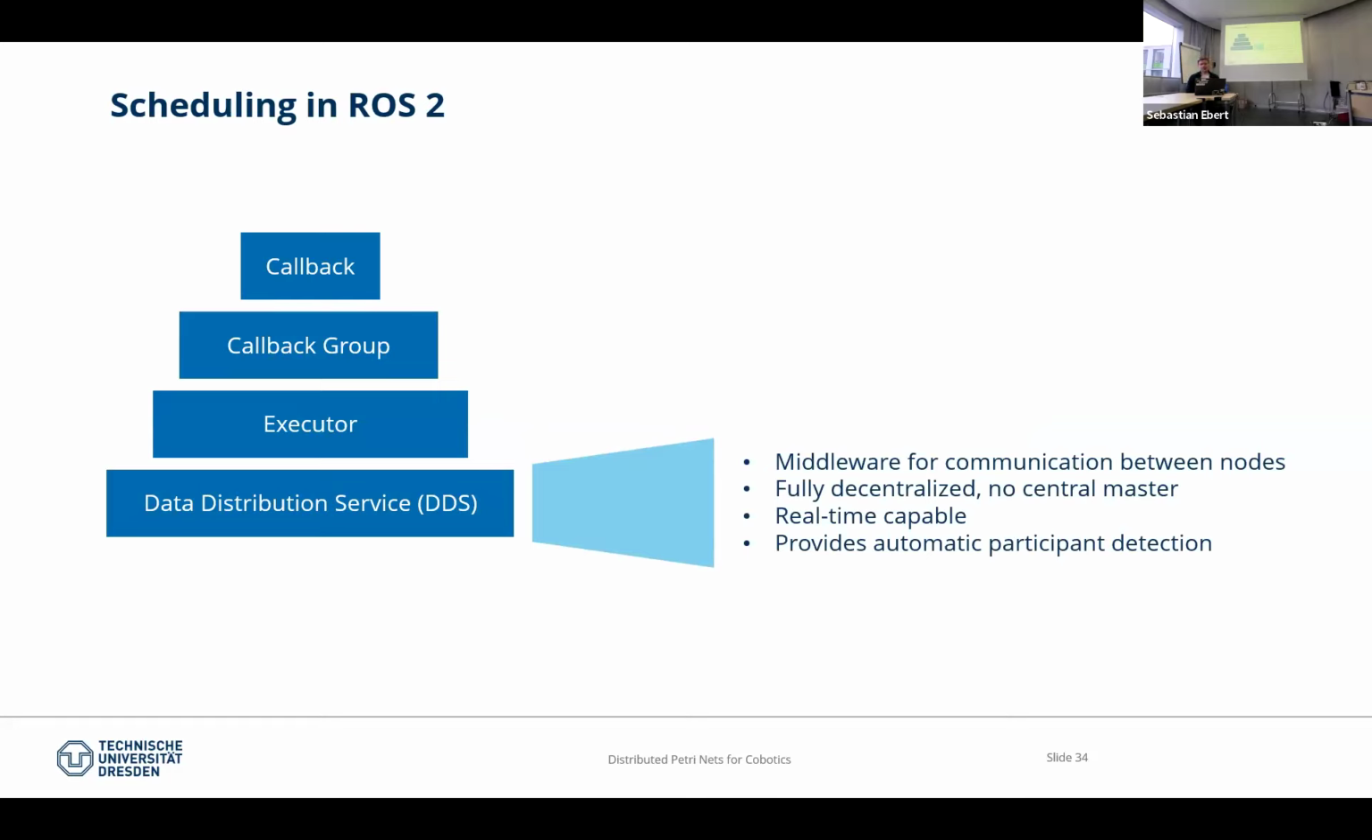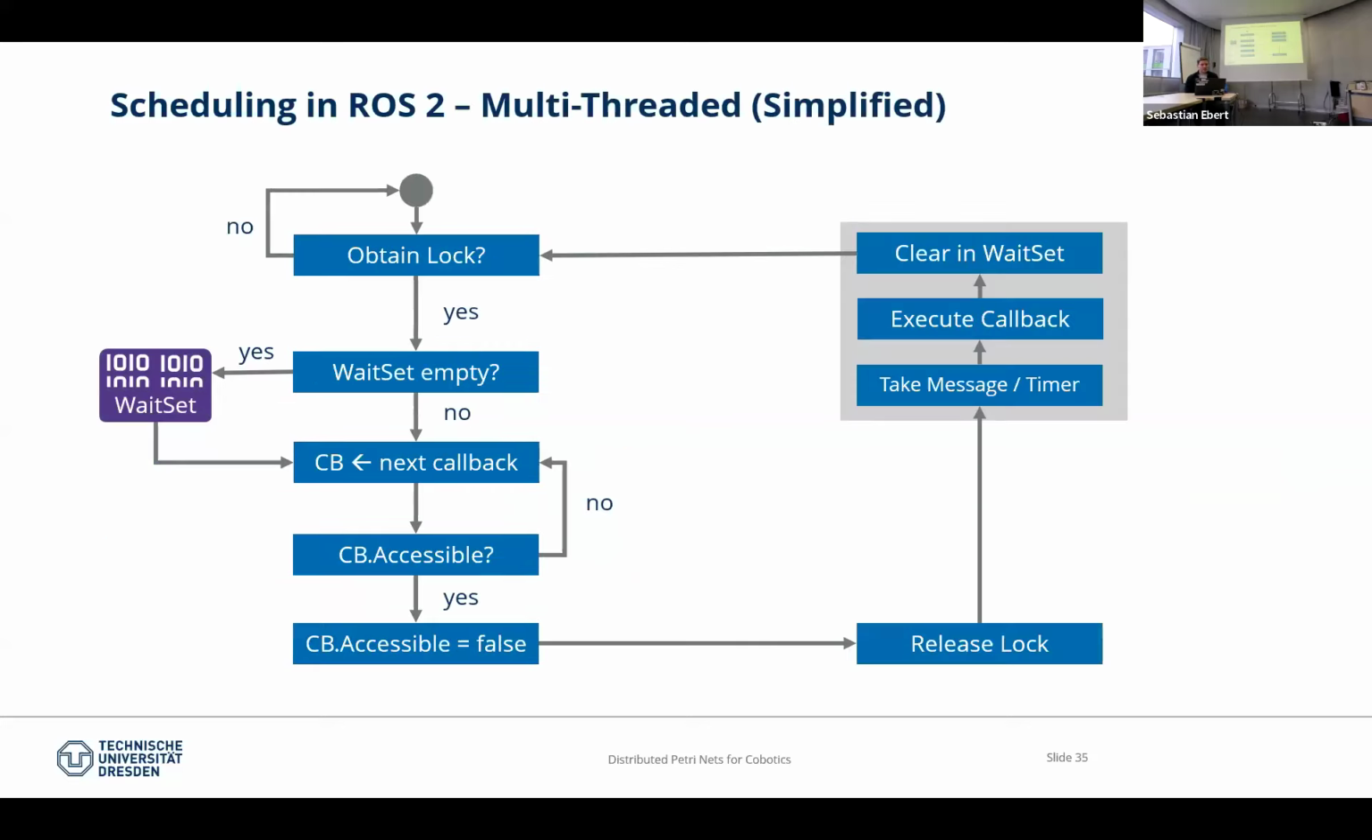So what does such a scheduler actually look like? How does it bring the messages that we may receive from the outside world into our callbacks? In the case of a multi-threaded scheduler, shown here in a simplified way, it is basically an infinitely running loop, parallel, of course, depending on how many threads you have. You start by obtaining a lock to the wait set, and then you check if you have something.